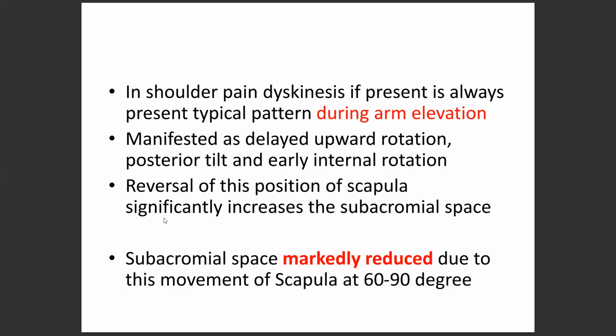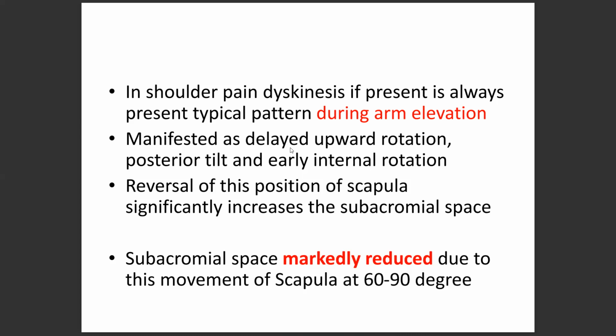Reversal of this position of scapula significantly increases the subacromial space. But if there is internal rotation, what will be the problem for the scapular complex, that shoulder girdle complex? Because of that early internal rotation, there will be a decrease in the subacromial space, and that's why this delayed upward rotation, posterior tilting, and early internal rotation combinedly will lead to the narrowing and decreasing of the subacromial space, which will lead to the subacromial impingement syndrome.